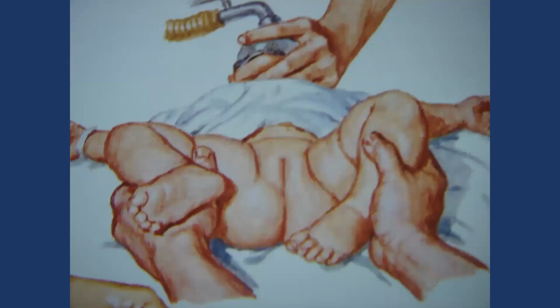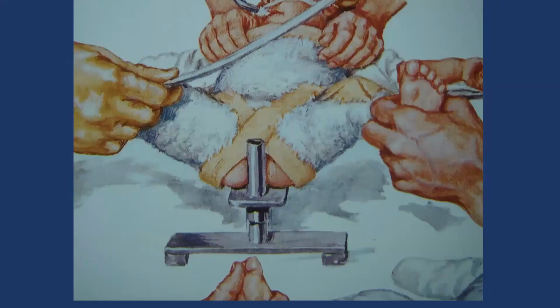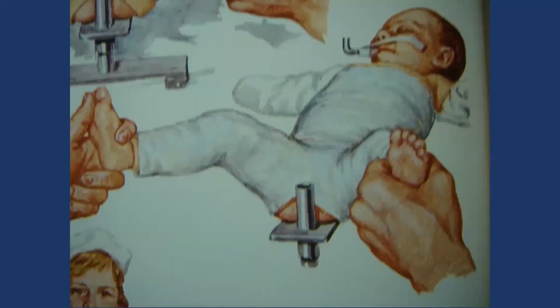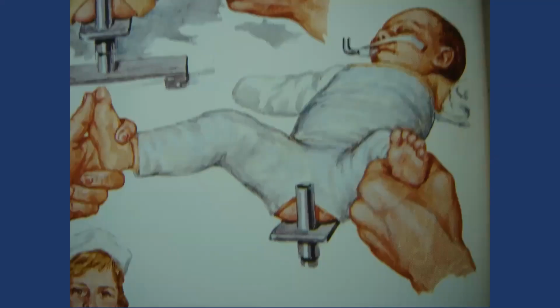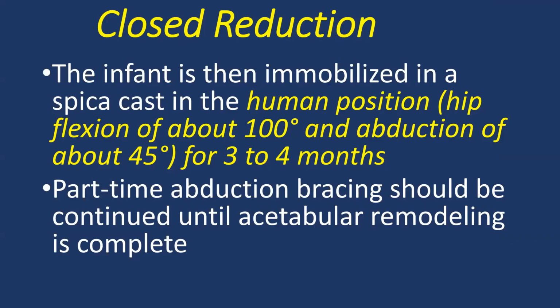This shows you how we have a special hip spica cast in a child. This is how we hold the child. We apply the cast. We put the padding underneath, the cotton roll on the abdomen and chest. The knees are flexed, and that's the best position. The infant is then immobilized in the spica cast in the human position.